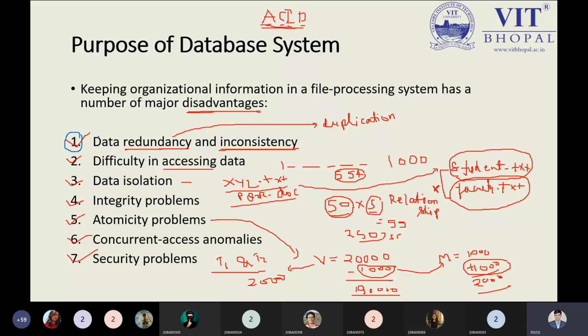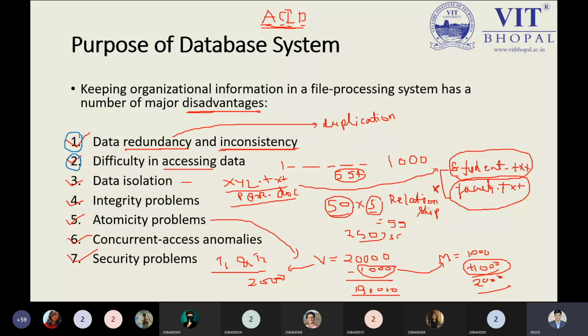Yes, sir. Okay. Now, next is difficulty in accessing data. Just imagine, suppose I have 10 lakh student records. If I am using the conventional or traditional file system, and I try to move to the 999th position of the data to read it, then what do I have to do? I have to start from 1, 2, 3, 4, 5, 6, and so on. So I have to do sequential access.